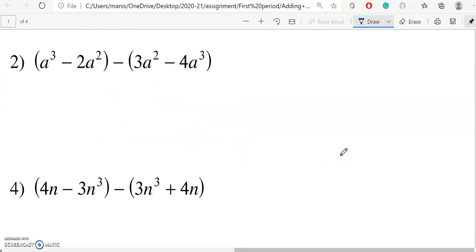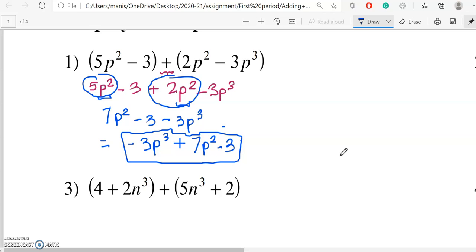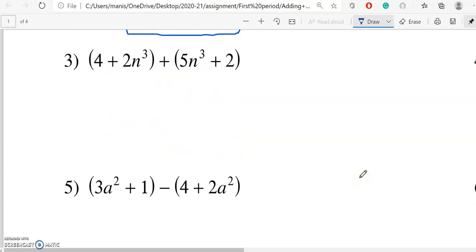Now, let's go to our second problem. This was an addition problem, and let's do one more addition problem, then we go to subtraction. Looking at this question, again there is a plus sign. A plus sign means we will not change any of the signs of the inside terms. I will just open the parentheses. So it will be 4 plus 2n to the power 3, and then n cube, so 5n cube plus 2.